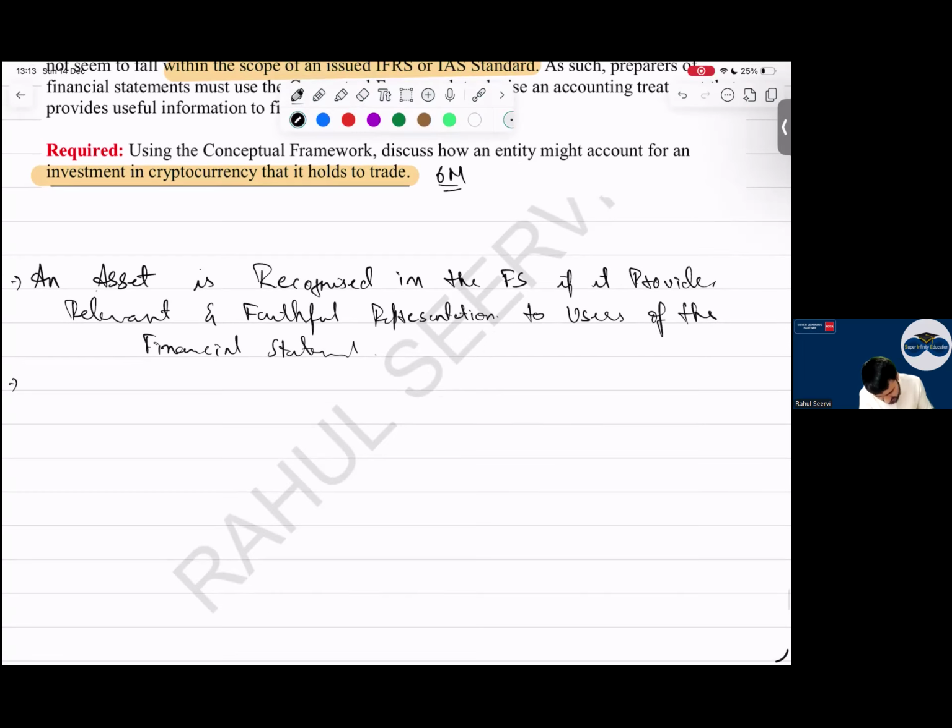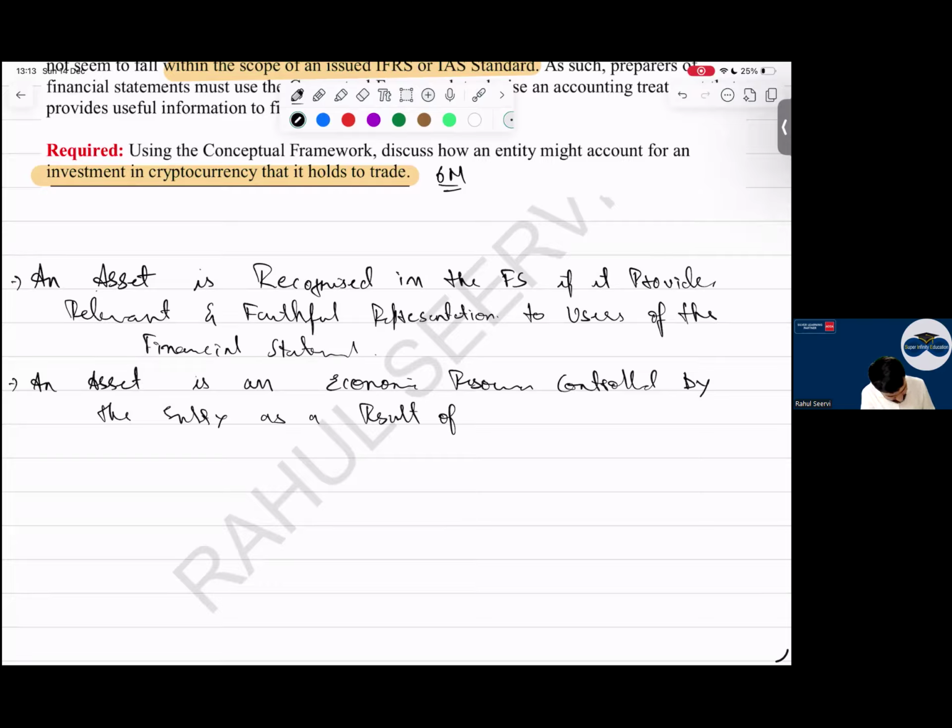Yes, sir. Next, what is an asset? An asset is an economic resource controlled by the entity, a present economic resource, as a result of past event. Yes, sir. Done with the second.